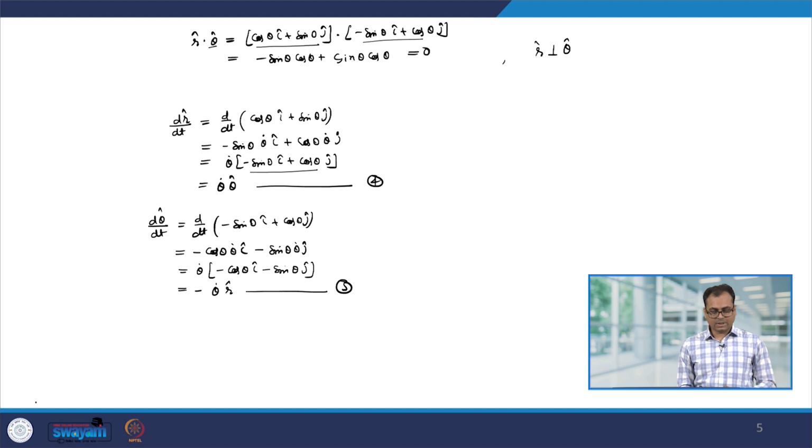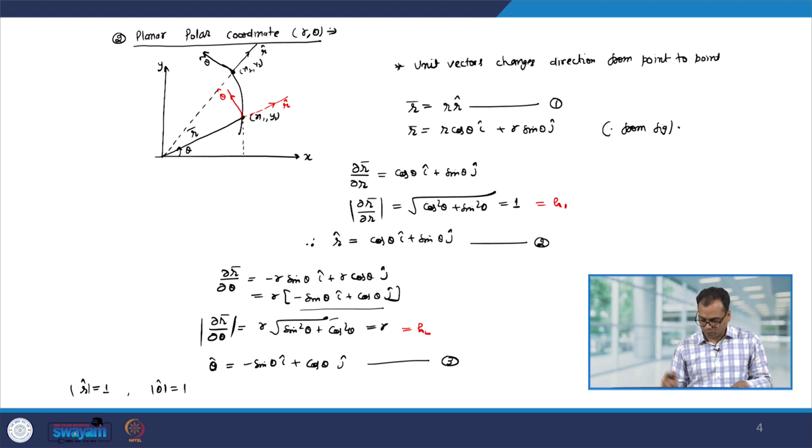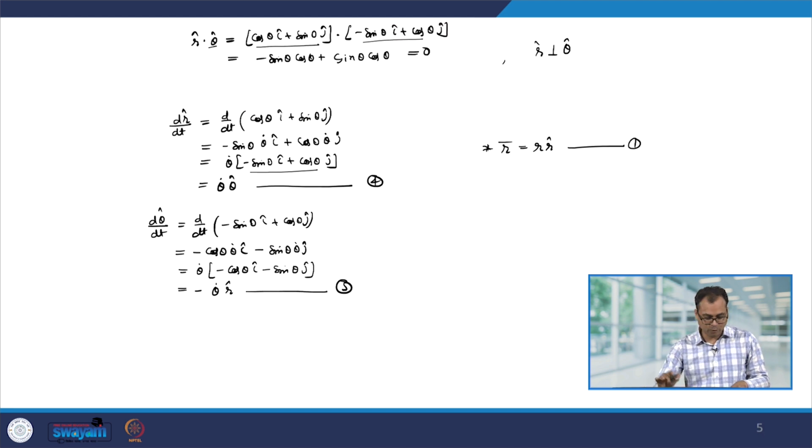Let us call it equation number 5. Now let us find out the expression for velocity and acceleration in polar coordinate system. So we have equation number 1 wherein we wrote vector r equal to r r cap. This was our equation number 1, remember, this was our starting point.